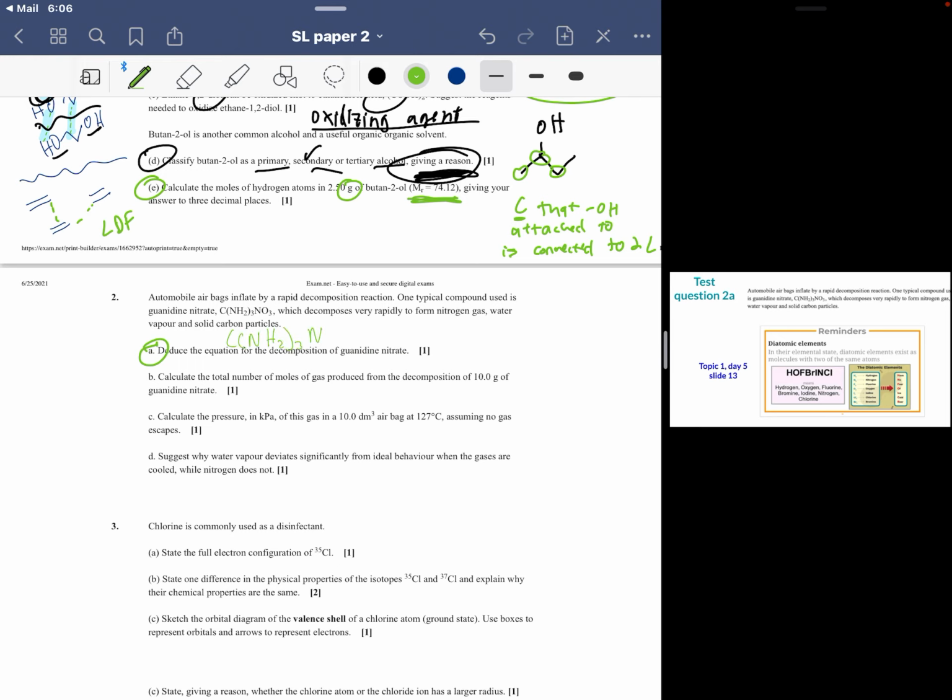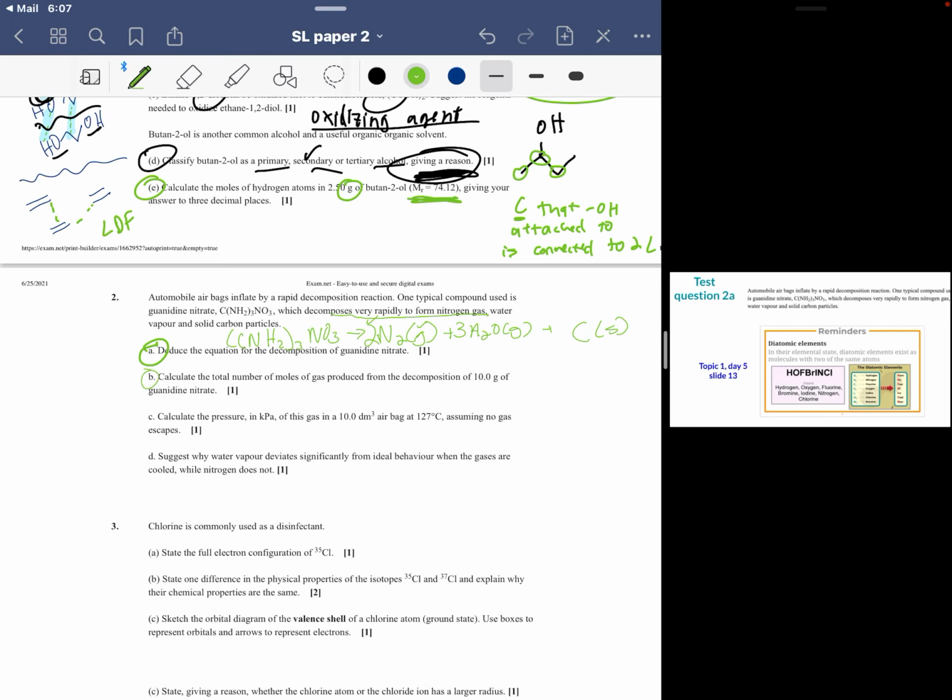NH2, 3, NO3. All you had to do here was read. It decomposes to form nitrogen gas. We know from these slides that nitrogen is diatomic, so N2 gas, plus water vapor, so H2O gas, plus solid carbon. Carbon is not diatomic, so it's just carbon. And then you just had to balance. I think the balancing, if I'm not mistaken, was 2 and 3. Careful with state symbols and remembering to balance.